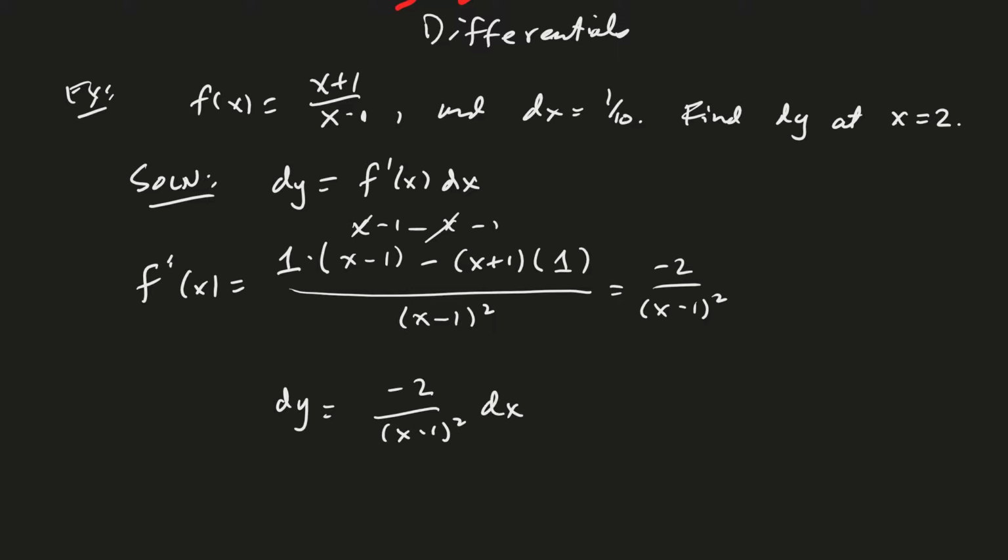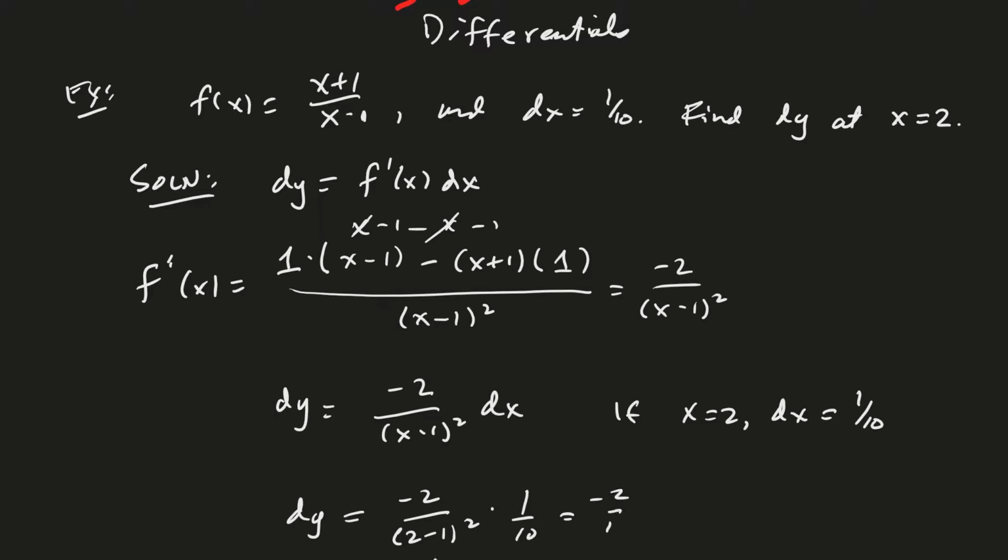So now if x equals 2 and dx equals 1/10, we can compute dy, right? So dy in that case would be minus 2 over 2 minus 1 squared times 1/10. Good. Let's see, that's a 1 in the denominator, so that's minus 2/10 or minus 1/5. Good. So if dx is 1/10, then dy is negative 1/5. And because our dy is negative, that means the function is going down. Good. All right.